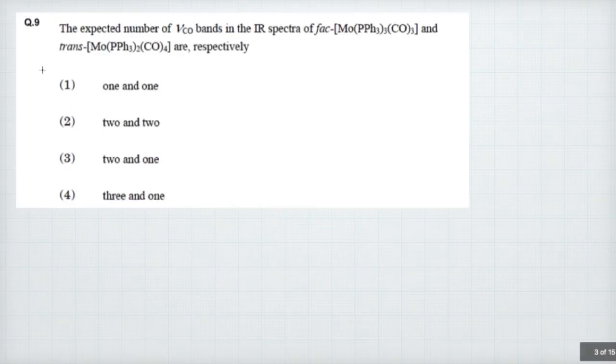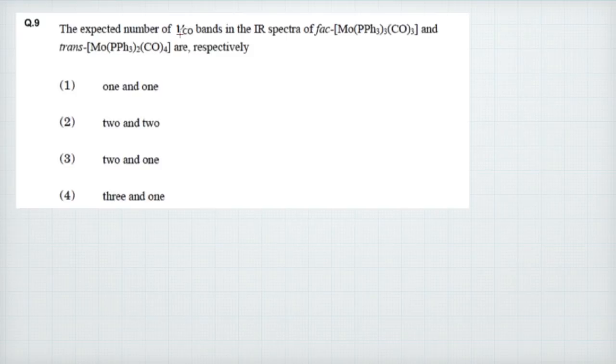Let's go to the next one. This particular question says that the expected number of carbonyl bands in the IR spectra of the facial complex, this is molybdenum PPh3 whole thrice, CO whole thrice, and the trans molybdenum PPh3 whole twice, CO whole 4. So first of all you need to know how you can assign these carbonyl bands using the structure, okay.